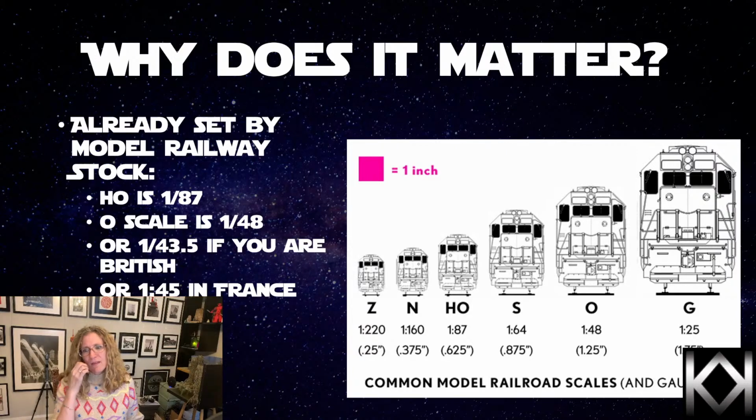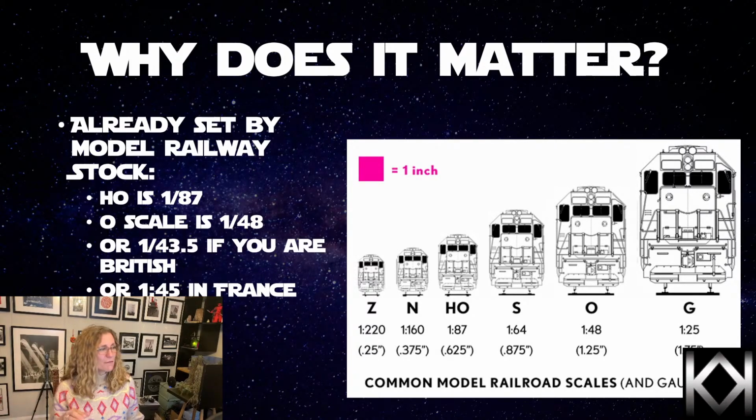So what it's saying there is, under O, it says 1:48, 1.25 inches, and that'll presumably be to the foot. So you've got a 1.25 inch model for every foot in reality. Britain does 1:43.5 because it does 7mm. It says O scale is 7mm, so 7mm to the foot, I presume. I don't actually know if it's 7mm to the foot. Someone work the maths out for me, please.